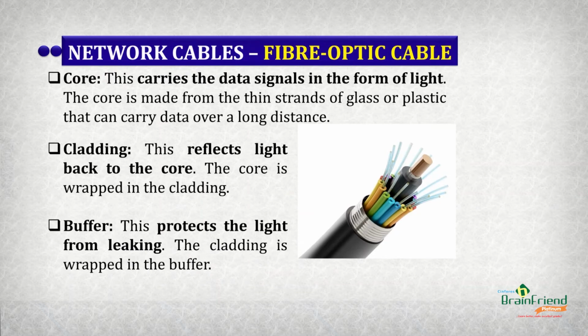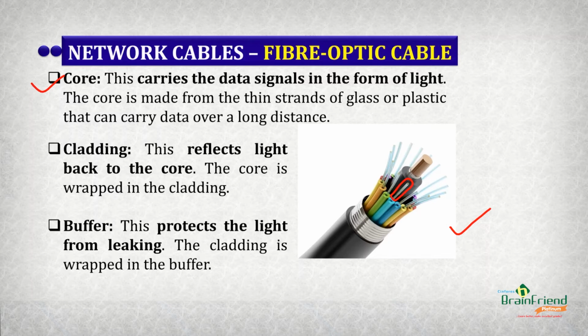So talking about the features, we have the core, which carries data signals in the form of light. And the core is made up of thin strands of glass or plastic, which carry data over long distances. From this picture, there are several fibers bundled in an external jacket. So let's pick out one of these fibers. This entire tube is made up of plastic or glass.